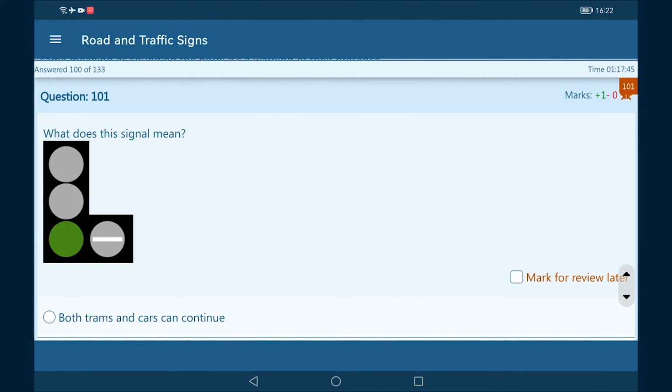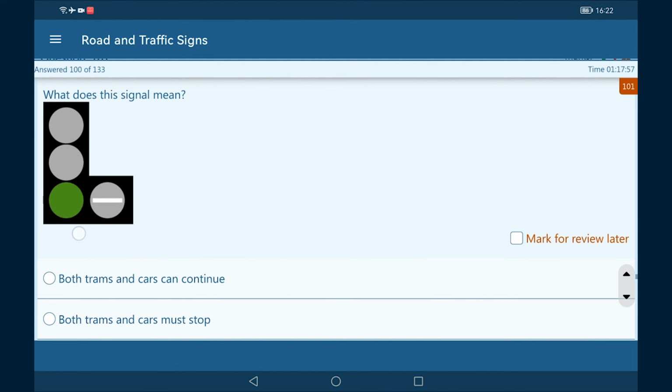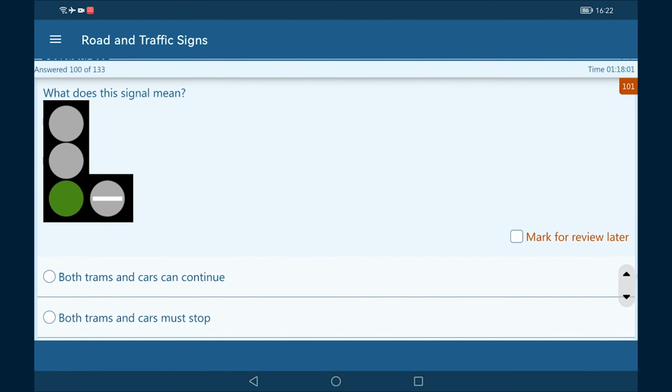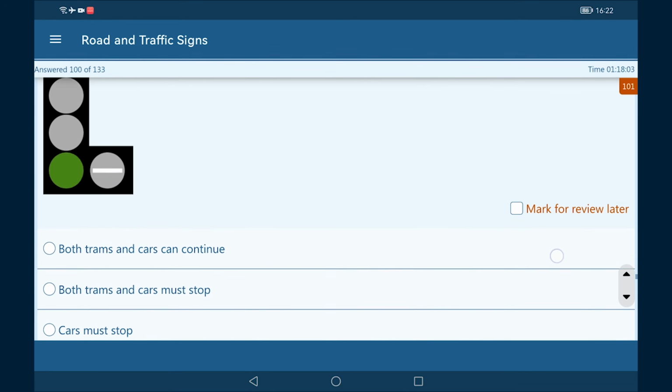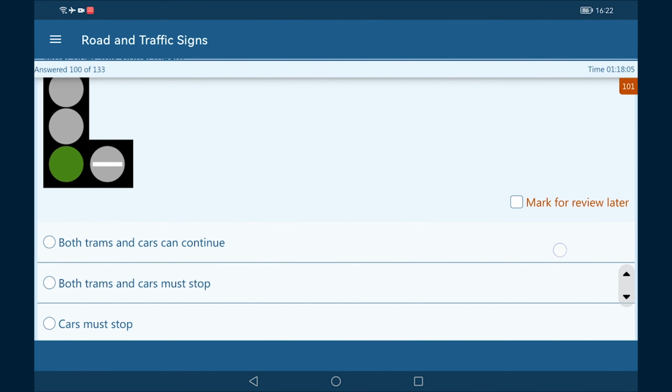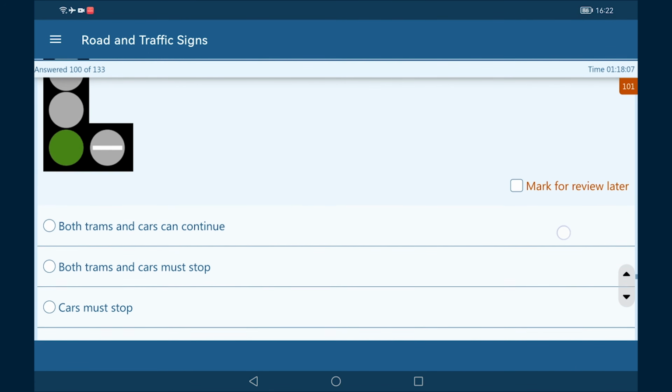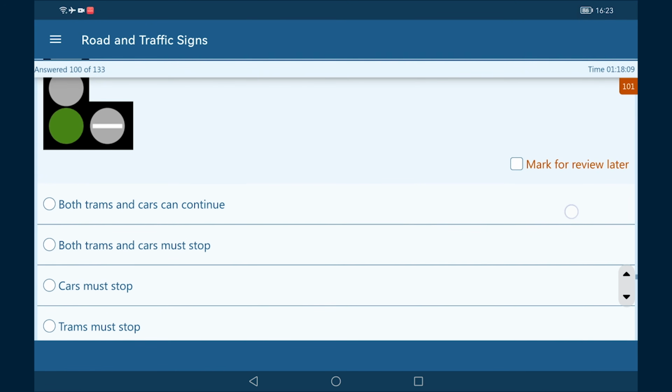Question 101. What does this signal mean? Option 1. Both trams and cars can continue. Option 2. Both trams and cars must stop. Option 3. Cars must stop. Option 4. Trams must stop. The correct answer is option 4. That is, trams must stop.